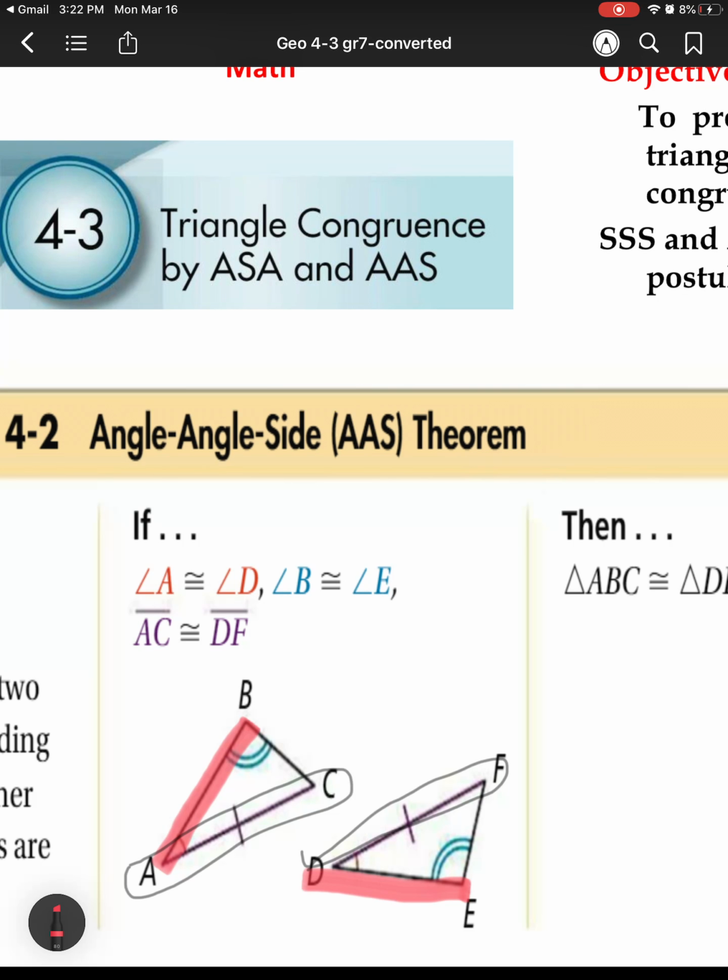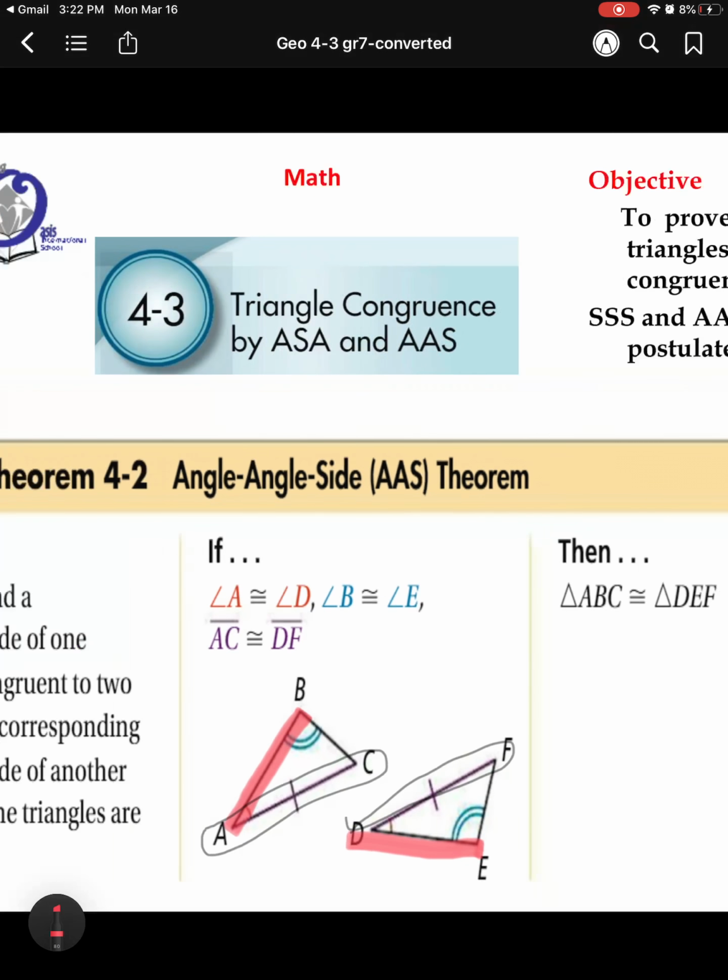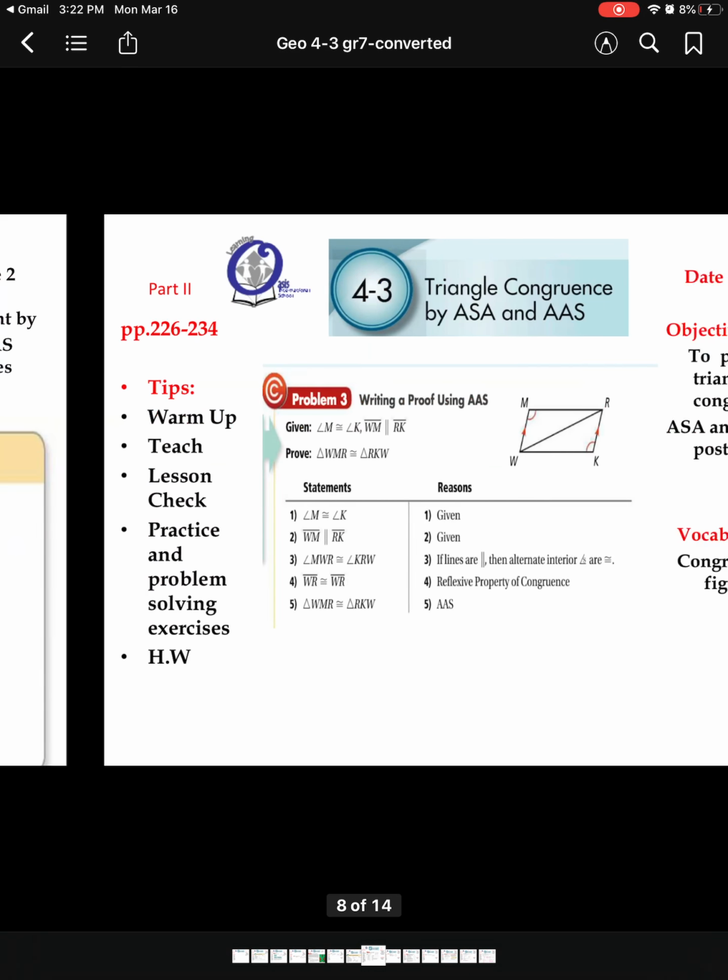Now, the side could be FE with BC or FD with AC. It means the side should be connected to one of the angles, but the angles should be connected to each other. So DE and BA are the congruent sides. Either the side will be from the A side or the B side, from the E side or the D side. Let's look at the problem.